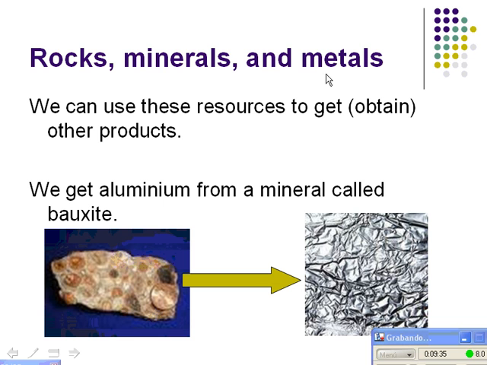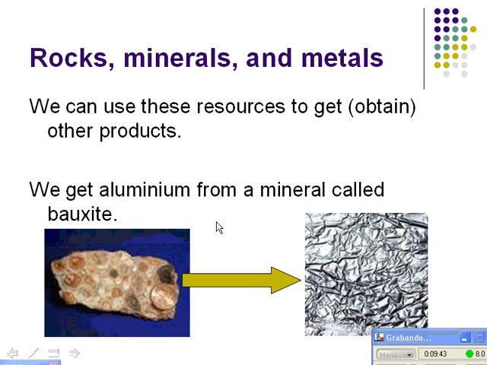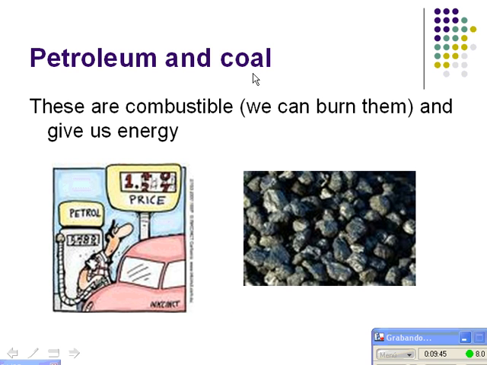Rocks, minerals and metals. We can use these resources to get or obtain other products. We get aluminium from a material called bauxite. Petroleum and coal. These are combustible. We can burn them and they give us energy.